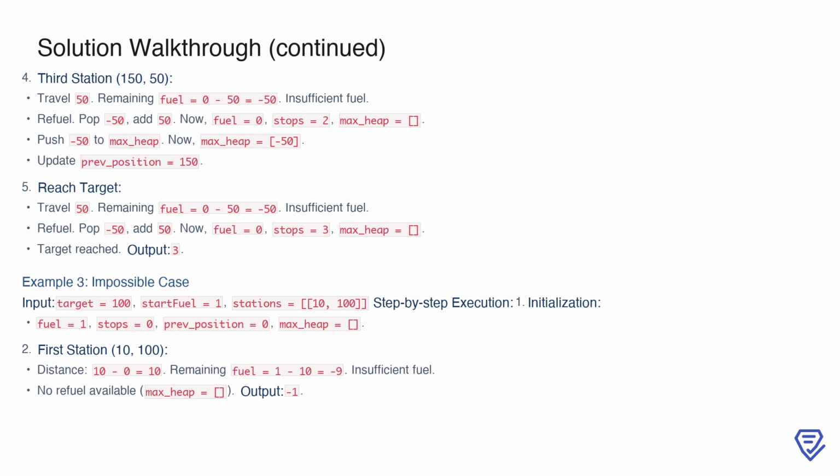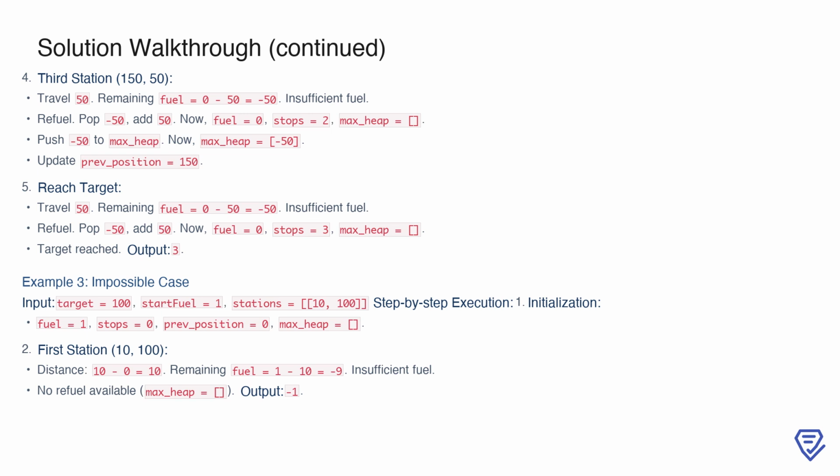Finally, we aim for the target, 50 units away, but once again, our fuel is insufficient. Refueling one last time from the max heap adds 50 fuel, bringing the total to 0 and increasing the stop count to 3. With this, we successfully reach the target. The total number of stops required is 3.